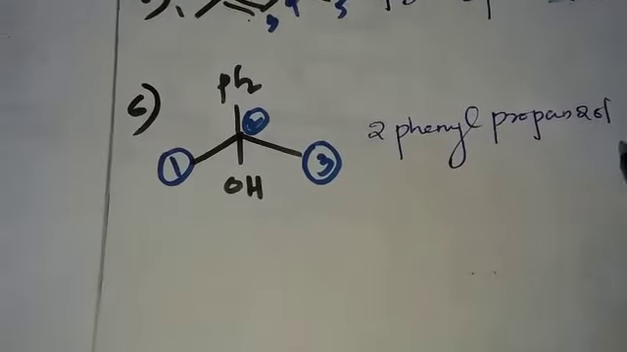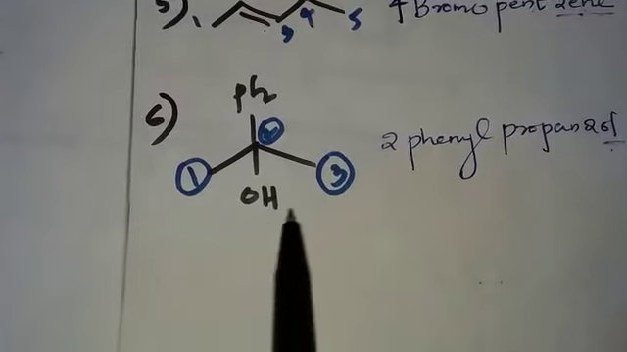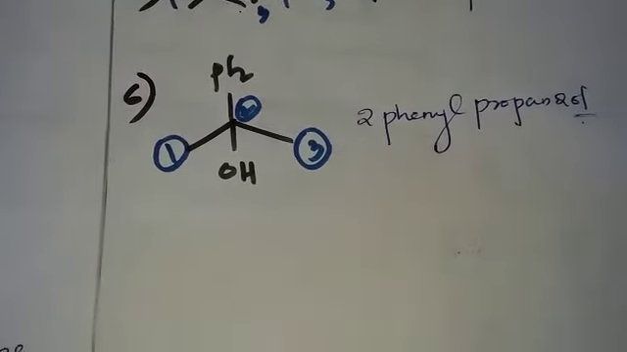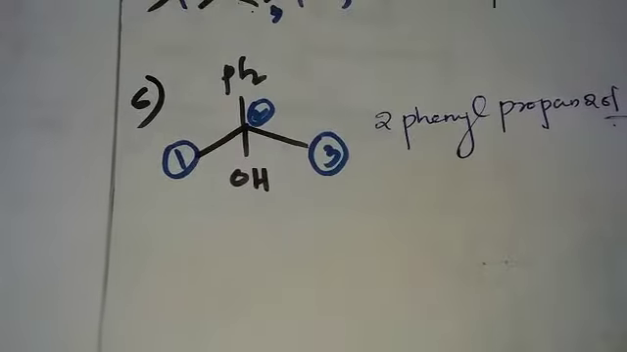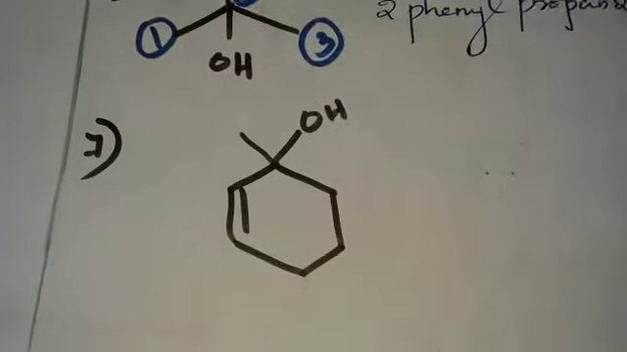2-phenyl propan-2-ol. Ol is the secondary suffix of the alcoholic group. For aldehyde it is al, and for ketone it is one. This is our next question.